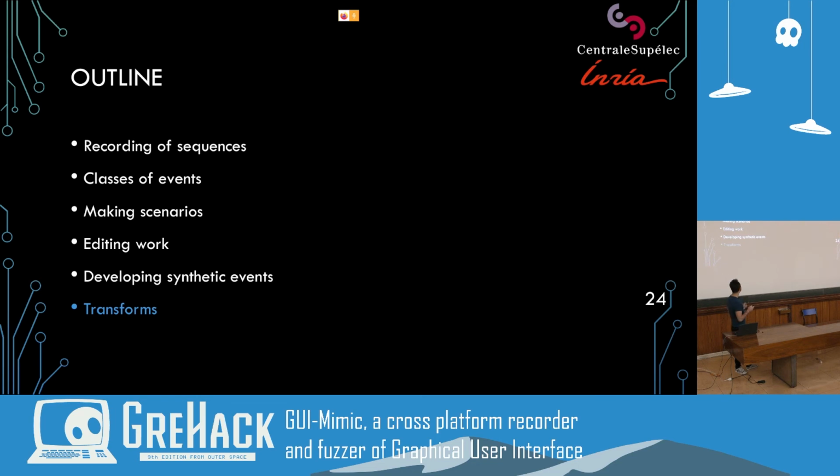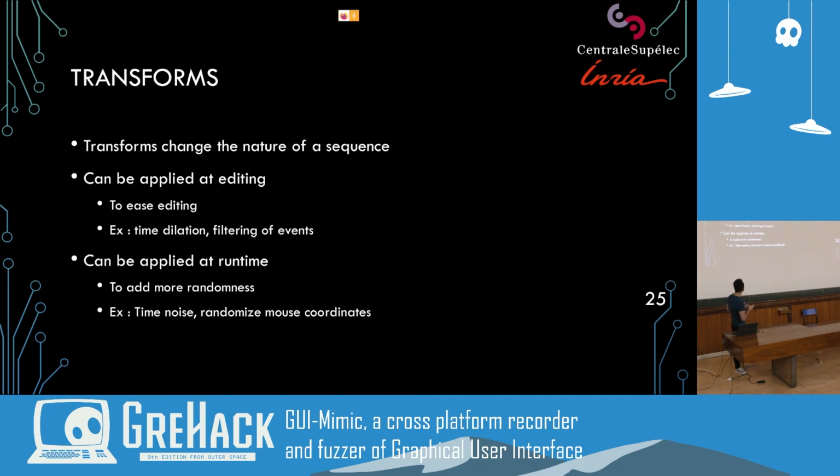Now I'm going to talk a bit more about the transforms. The transformations are just functions that take one event and return 0 or more events. The idea is that you define this function, or you take an already made transform, and this will transform an entire sequence. The transformation can be applied, as I said, at 2 times, either at editing time to ease your work.